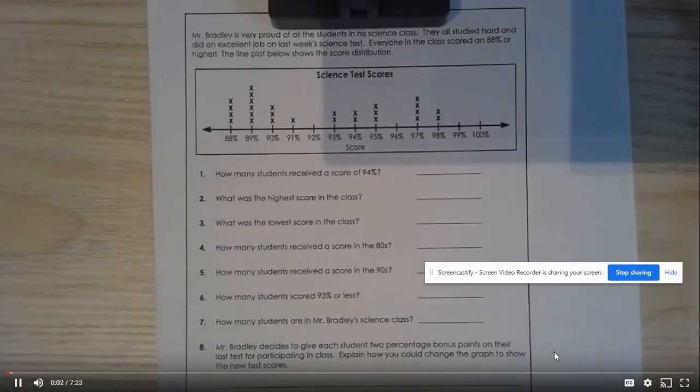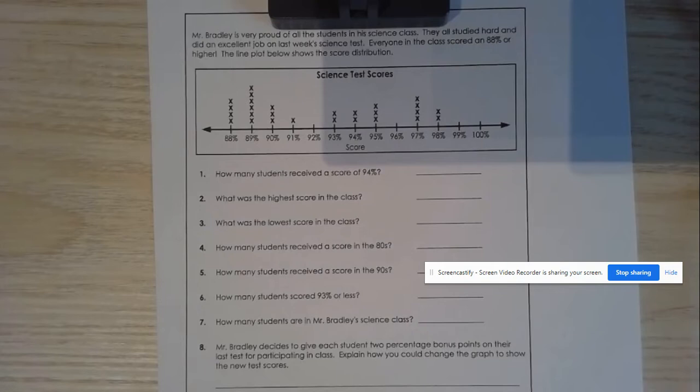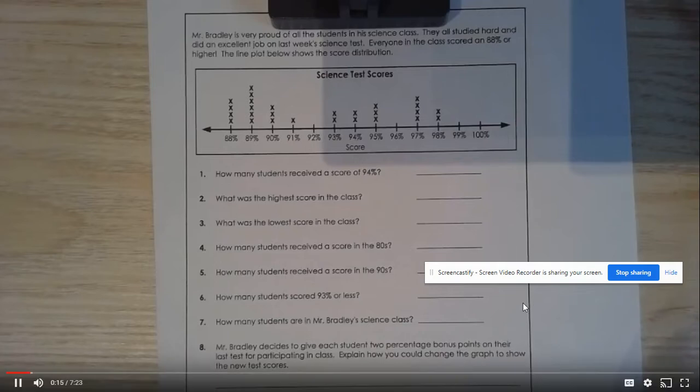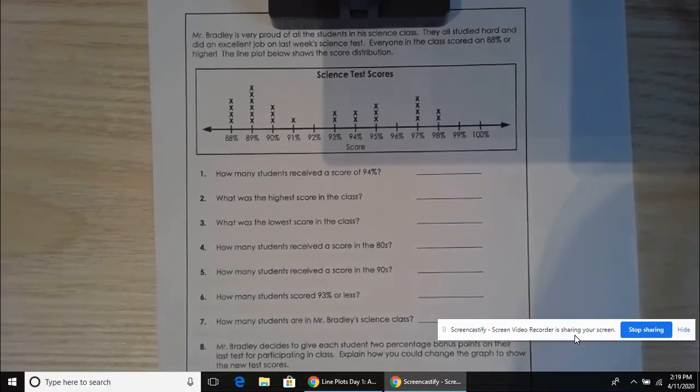Another way to organize and collect data is through the use of a line plot. A line plot looks a little bit differently, but it's used in the same way. So let's take a look at this scenario and let's figure out what this line plot is really showing us.